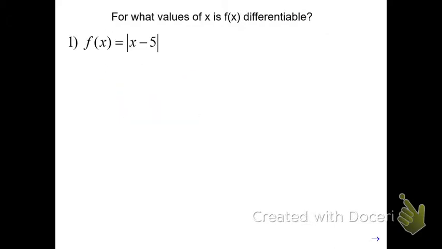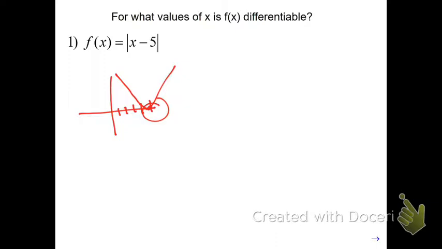Okay, so now if you know what this graph looks like, then you can answer this question in a heartbeat, okay? This would be very easy if you know that this is the absolute value graph and is shifted to the right 5 units. If you know that, then you know it has a sharp point at 5, in which case f of x is differentiable for all values of x except when x is 5.